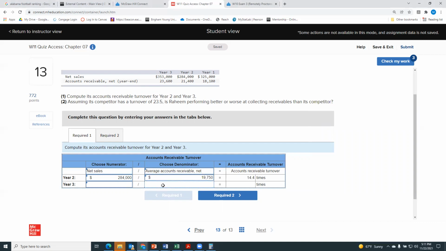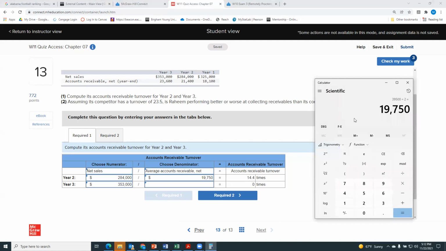Then for year 3, we'll do our net sales for year 3, which was 353,000. And we'll do our average accounts receivable. So we'll take the year 2 accounts receivable, 21,400, plus the year 3 accounts receivable, 23,600. Divide that by 2 for 22,500.